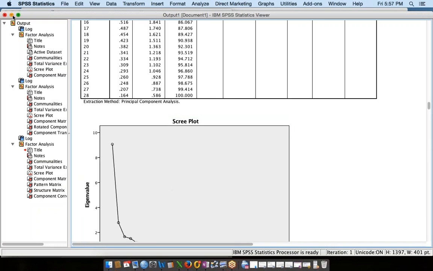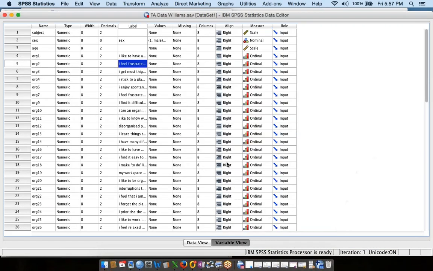And so you will have a scree plot and a factor loading chart for this homework.